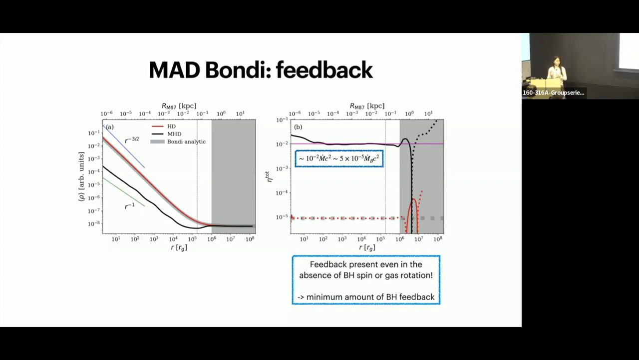We were originally very surprised to see this result because we were not expecting any feedback when we don't have black hole spin or gas rotation. So we have reported a minimum amount of black hole feedback, because when we add black hole spin or gas rotation, the feedback will only increase from here.